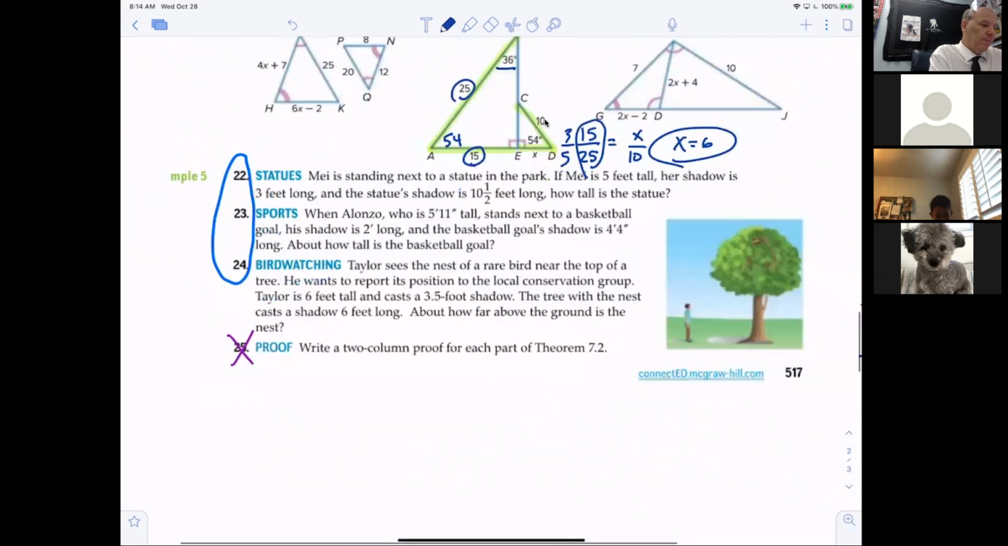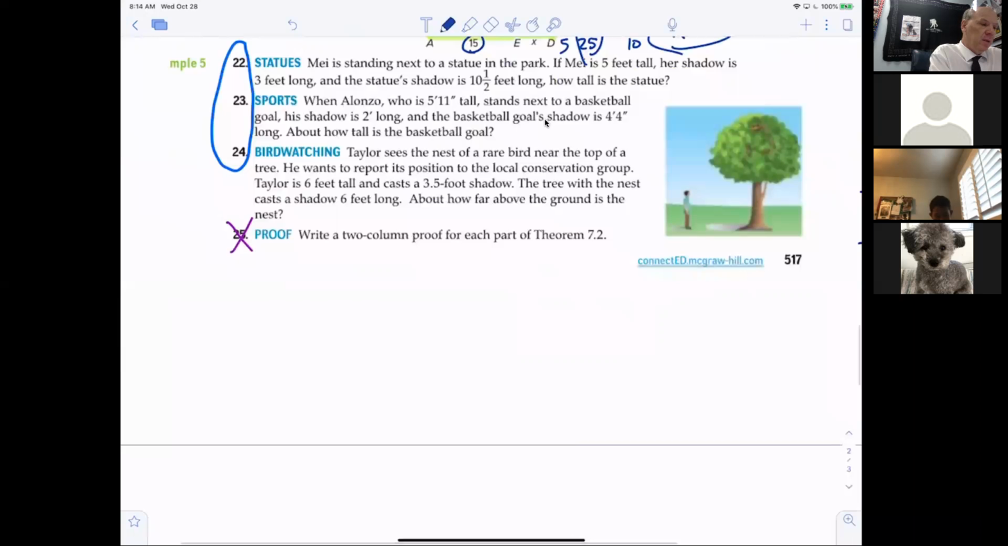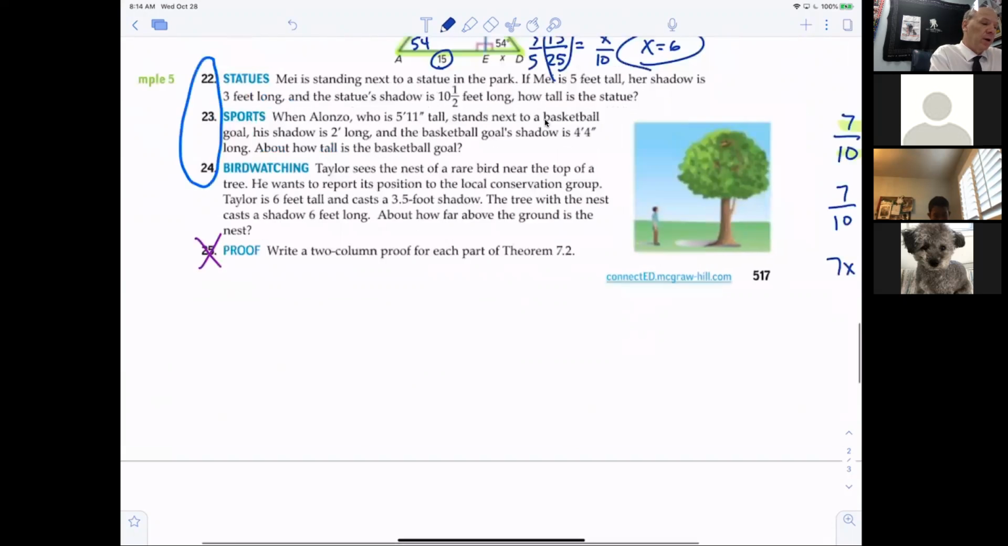24. All right, so Taylor sees the nest of a rare bird near the top of a tree. He wants to report its position to the local conservation group. Taylor is 6 feet tall and casts a 3.5-foot shadow. The tree with the nest casts a shadow of 6 feet. About how far above the ground?